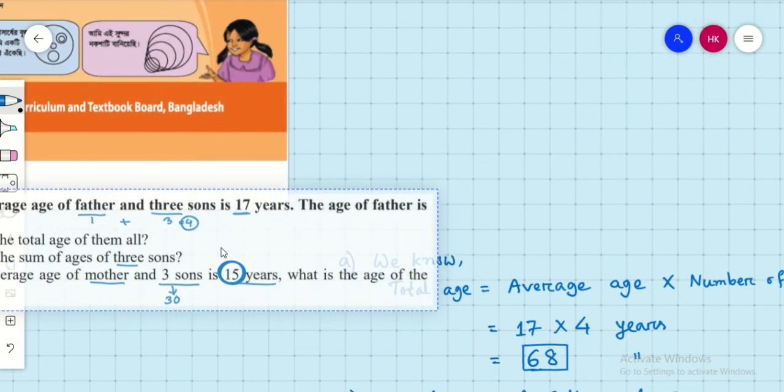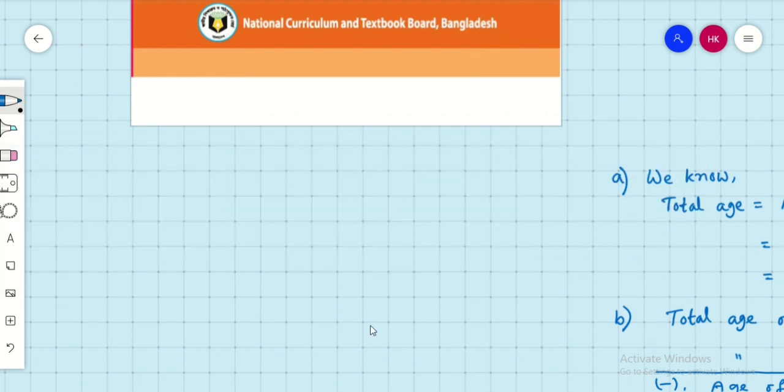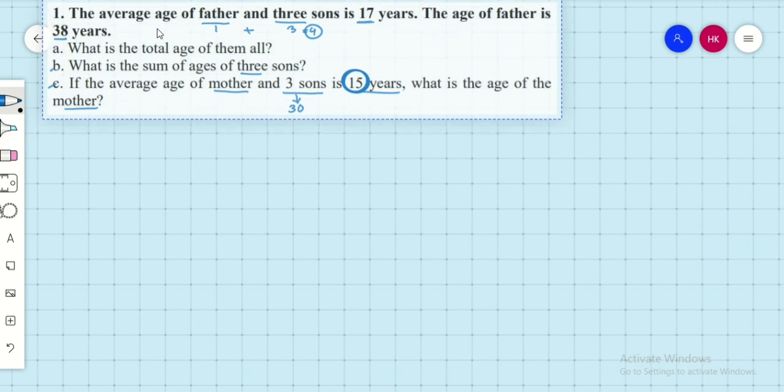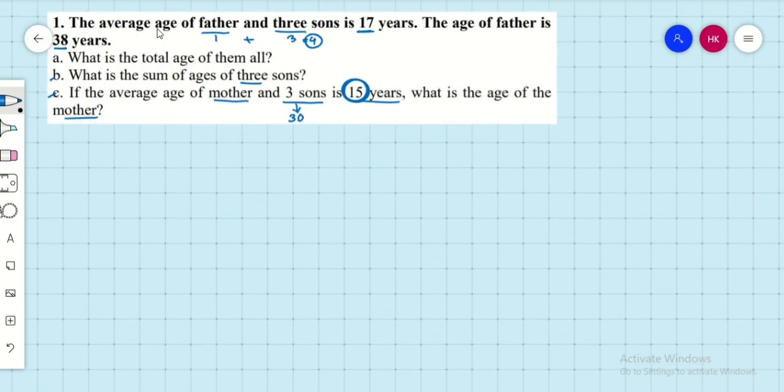Question number C, we want to solve question number C. So we go to a free page, free space, and then start number C. This is number C. Number C asks, so at first we need to find the total age of mother and 3 sons.